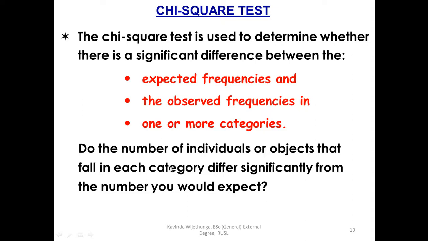This will help us write the hypothesis. The null hypothesis is that there are no significant differences between expected frequencies and observed frequencies. The alternative hypothesis is that there is a significant difference between the observed frequencies and the expected frequencies. Those are the null and alternative hypotheses for the chi-square test.